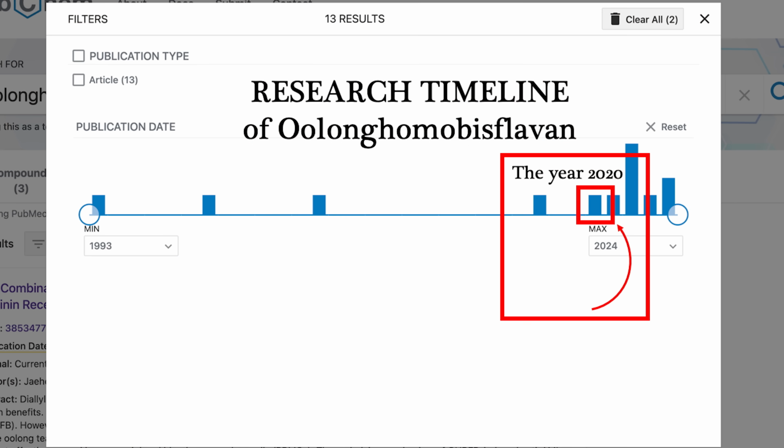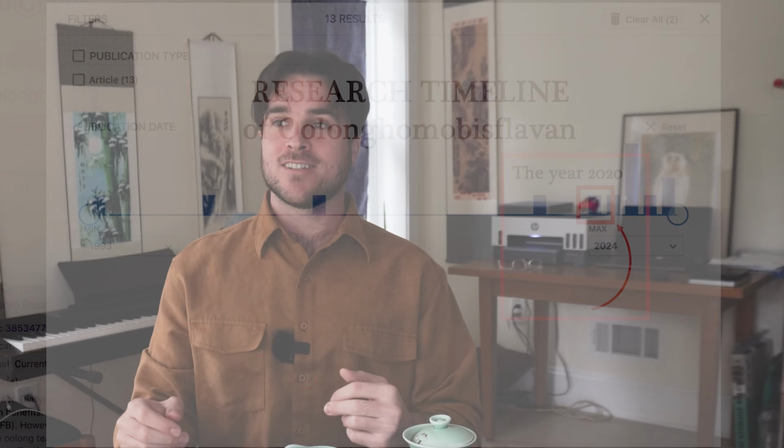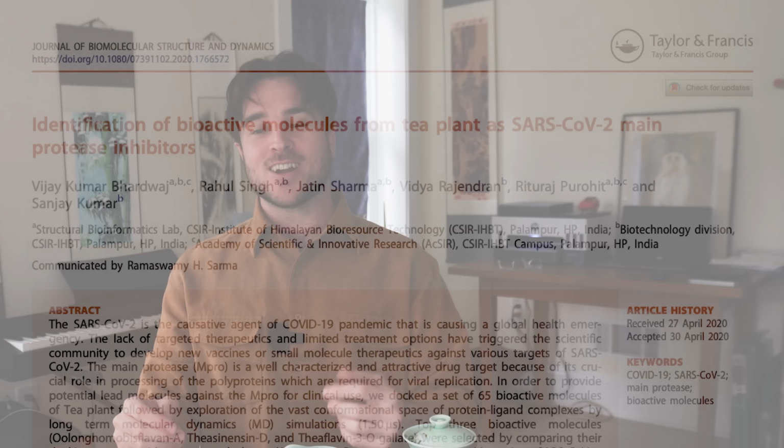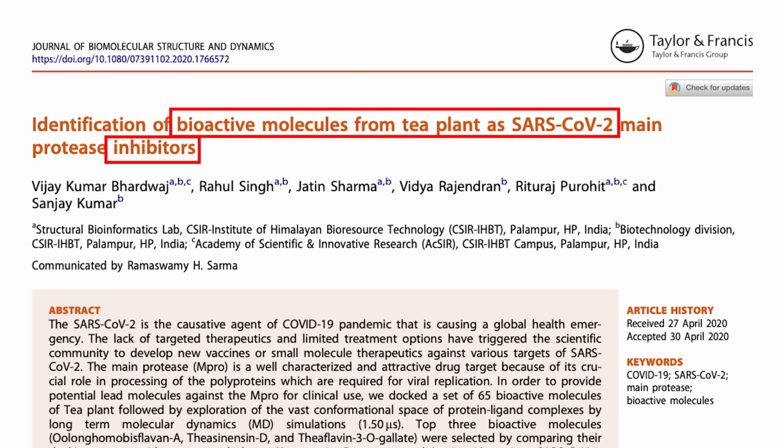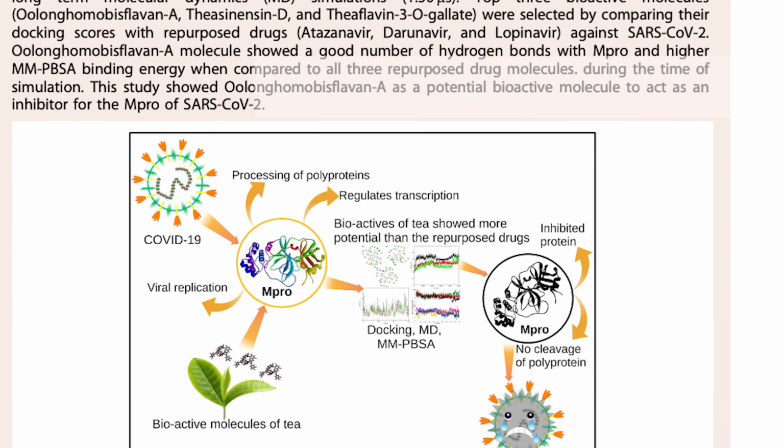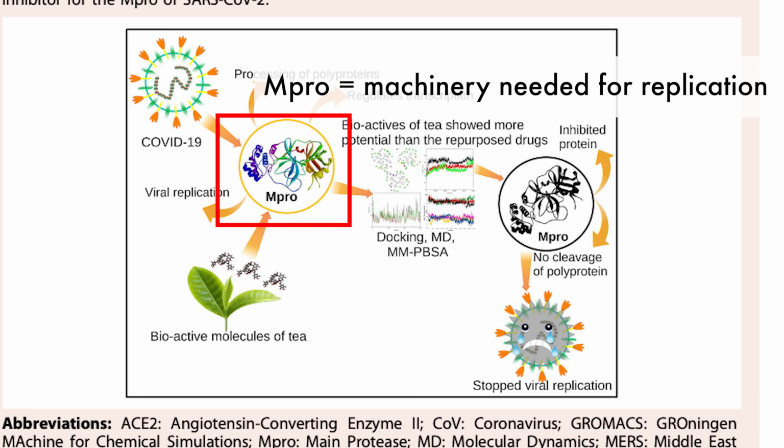All right, so now we are cruising into the 2020s, which, as we all remember, was just such a fun time in history. And we actually have a study coming out. A group of Indian scientists want to see which molecules from tea might be able to bind to and block the SARS-CoV-2 main protease, Mpro. So that's the machinery the virus needs to replicate.